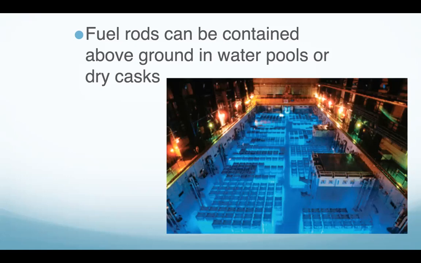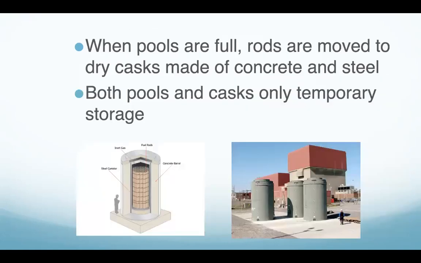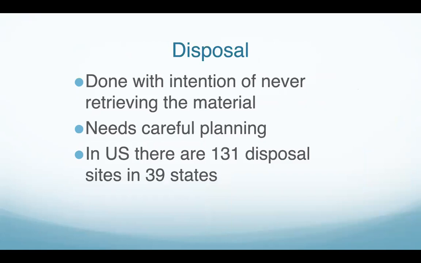The fuel rods can be contained above ground in water pools or in dry casks. So what you see there is a water pool. When the pools are full, the rods are removed into dry casks made of concrete and steel, which again are the materials that help to block the radiation. But of course, these are still only temporary storage. The disposal is done with the intention of never having to retrieve the material, which needs careful planning.